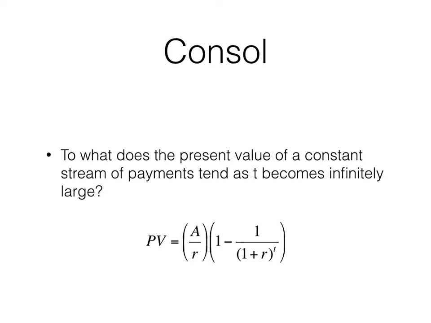So A would be the annuity value, that's the constant stream of payments, in this case $100. R is our interest rate, 5%, and T is the time period, the number of payments we will receive at the end of each year, or the end of each period, depending on what it is. And this allows us a much easier way of calculating the present value of this constant stream.